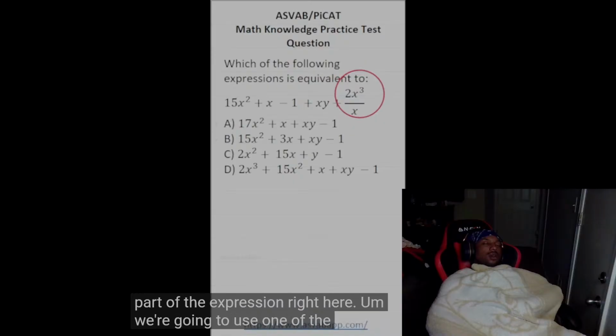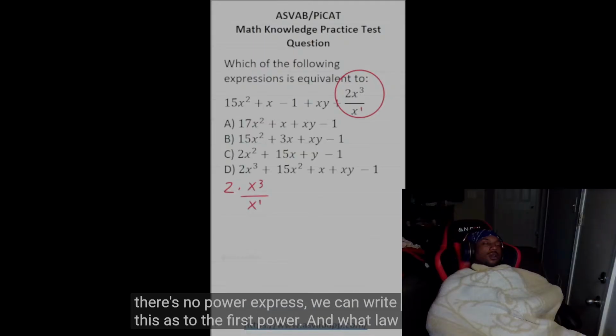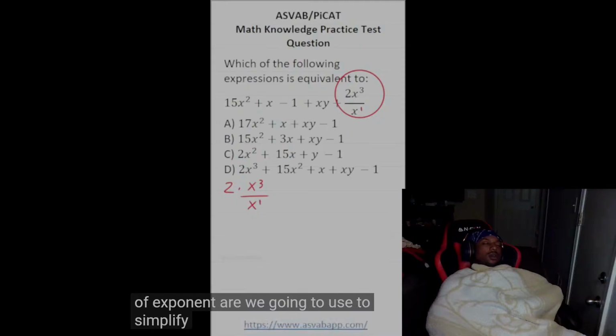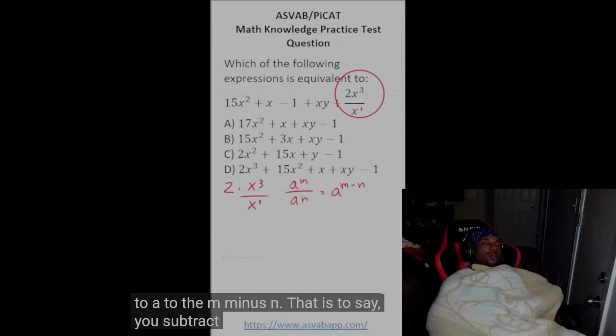We're going to use one of the laws of exponents to simplify this, and I'm going to rewrite this down here like this: 2 times x to the third over x. And again, since there's no power expressed, we can write this as x to the first power. And what law of exponents are we going to use to simplify this? We're going to use the quotient rule, which says if you have a to the m over a to the n, that's equal to a to the m minus n. That is to say you subtract the exponents, and that's what we're going to do here.